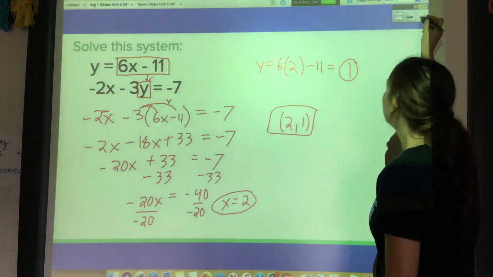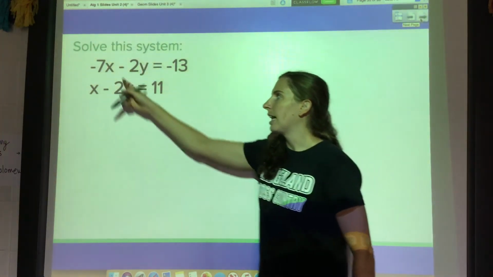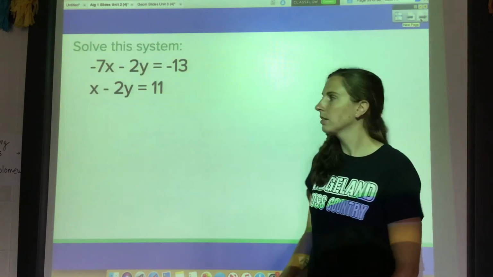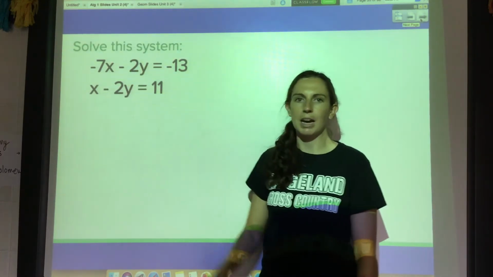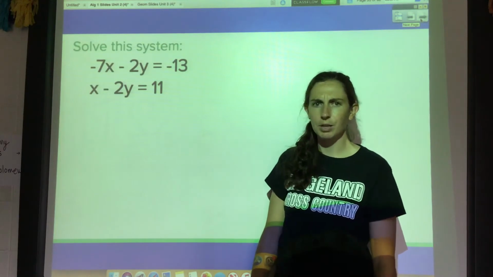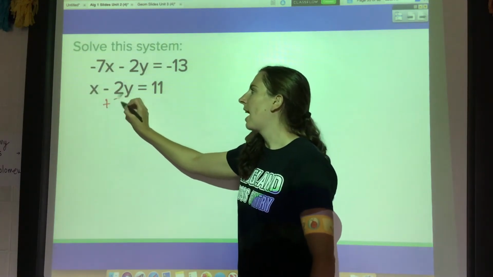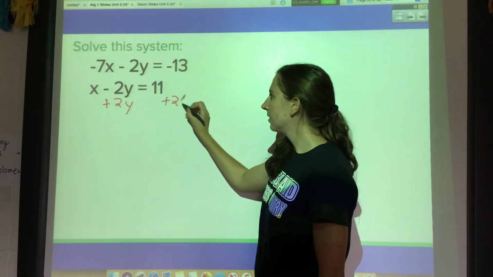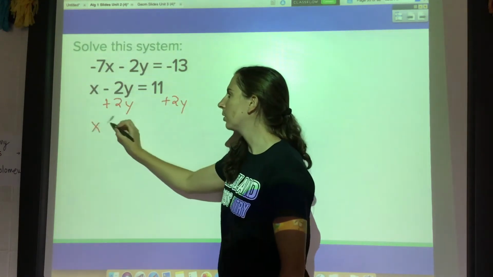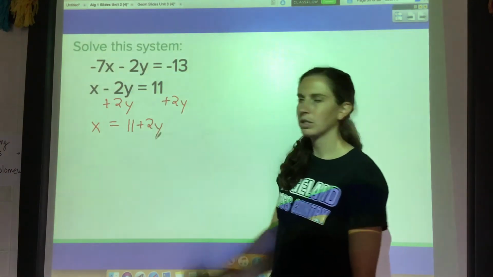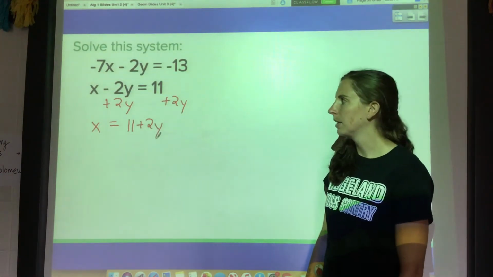So on this problem, I don't have an x or a y by itself anywhere. So I'm going to need to rearrange some things and get one of the variables by itself. That's going to be pretty easy to do with this x. See how I can just add 2y to both sides? And there we go. X equals 11 plus 2y. So it wasn't too hard to rearrange some things.